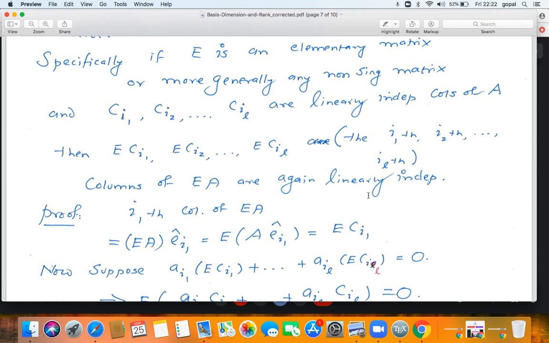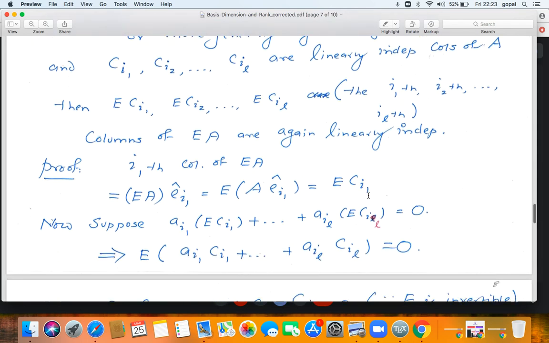But matrix multiplication is associative. It will be E times A e_i1 cap, but A e_i1 cap is simply the i1th column of A, so it's EC_i1. So the i1th column of EA is E times the i1th column of A. Now consider the i1th column, i2th column, ilth column of the transformed matrix. I want to show that they remain linearly independent. So suppose there exist scalars a_i1, a_i2, dot dot dot, a_il, such that a_i1 EC_i1 plus a_i2 EC_i2 plus dot dot dot a_il EC_il is 0.